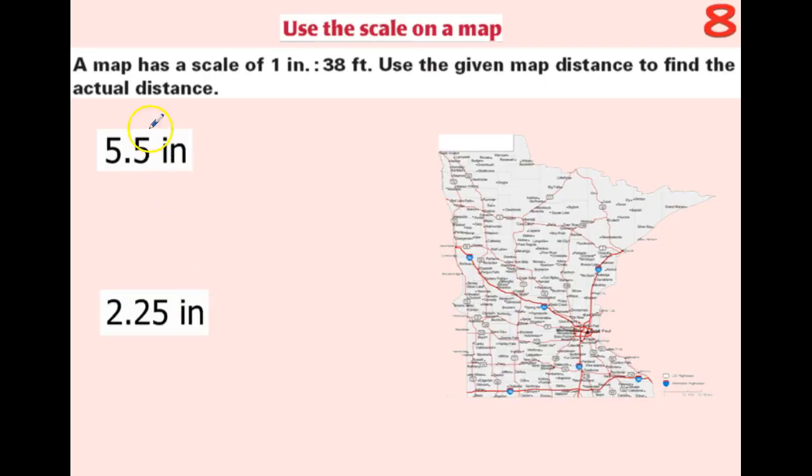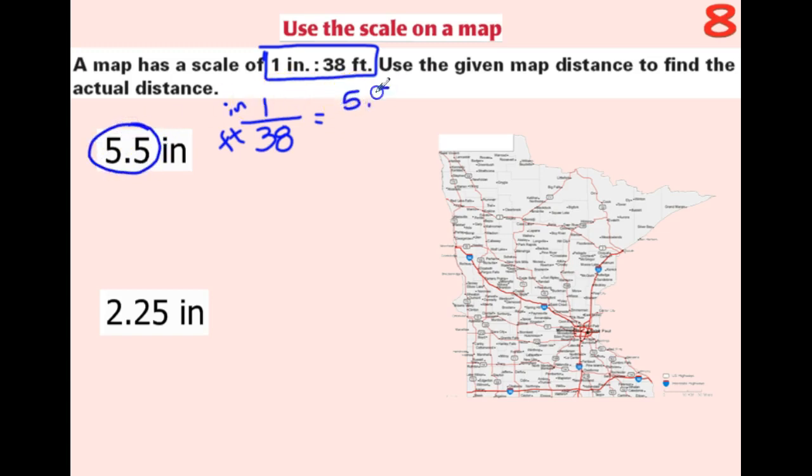Alright, our last two problems. It says a map has a scale of 1 inch to 38 feet. These scales are fractions. 1 inch to 38 feet. Inches, feet. Use the given map distance to find the actual distance. So they're telling you on the map 5.5 inches. Inches are on the top, so that also goes on the top. And then on the bottom, we need to figure out how many feet that would be in real life.